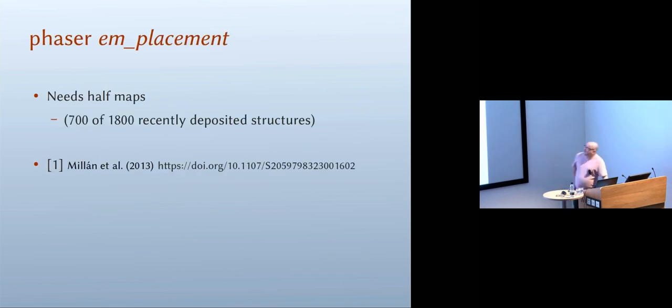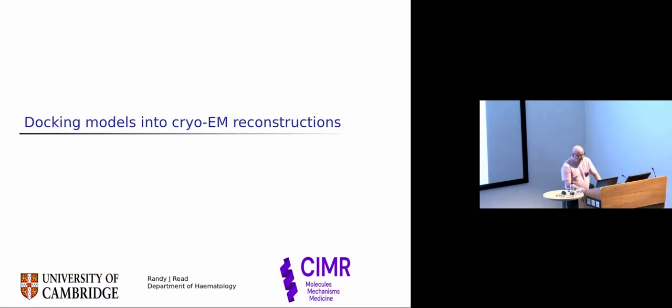Right, Phaser-EM placement needs half maps, and it turns out that only a minority of recently deposited structures have them. I did a quick scan over the last year or two, and unfortunately only a minority have half maps; this was recently, 2023, that should be, not 13. I asked Randy for his slides, and he sent me a few, so I won't dwell on the details here, but I'll leave them in the PDF.